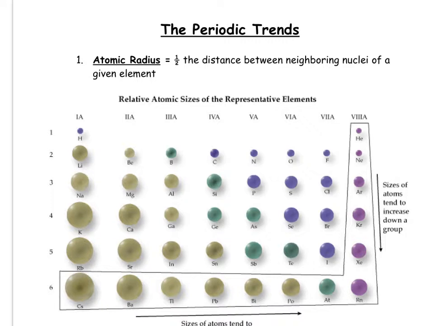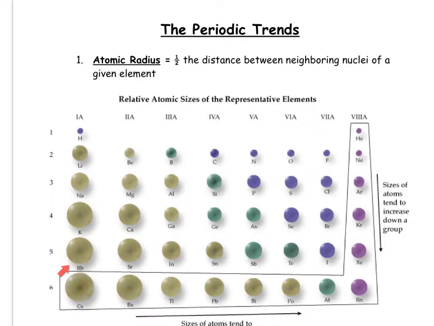Look at period 2. Let's get a pointer. Okay. Period 2, if we look here at lithium and beryllium and boron and carbon, see how the atom is getting smaller and smaller as you go across? The reason for that is because you're adding protons to the nucleus, and that nuclear charge is pulling those electron shells in closer and closer to the nucleus.